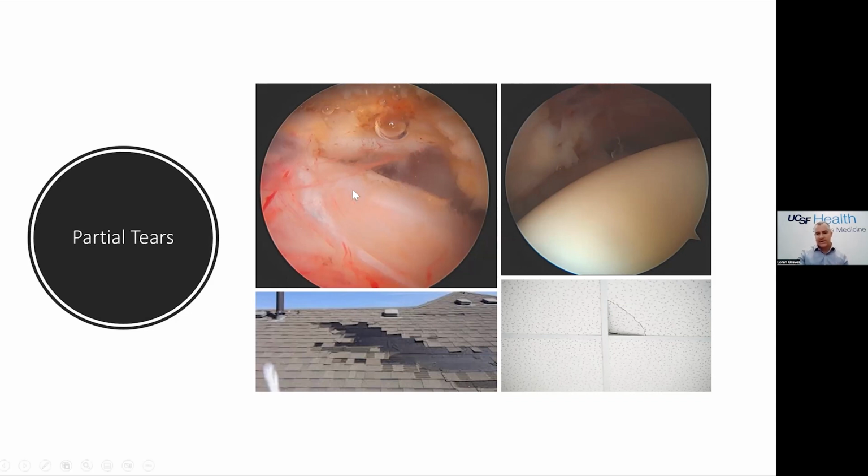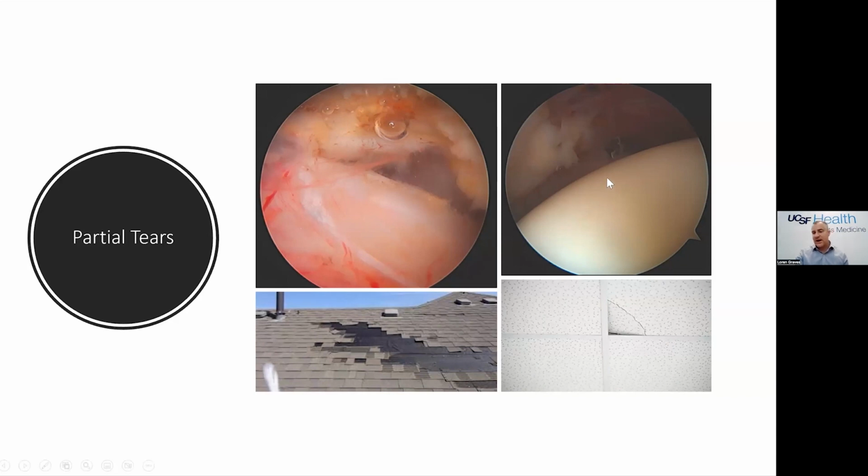So the example of a bursal-sided partial tear is seen here. And you can imagine if this is like a roof, you're missing some of the shingles right here. So the rest of your rotator cuff is fine. It's a little bit thinned out, but in many patients, this is entirely normal for age.